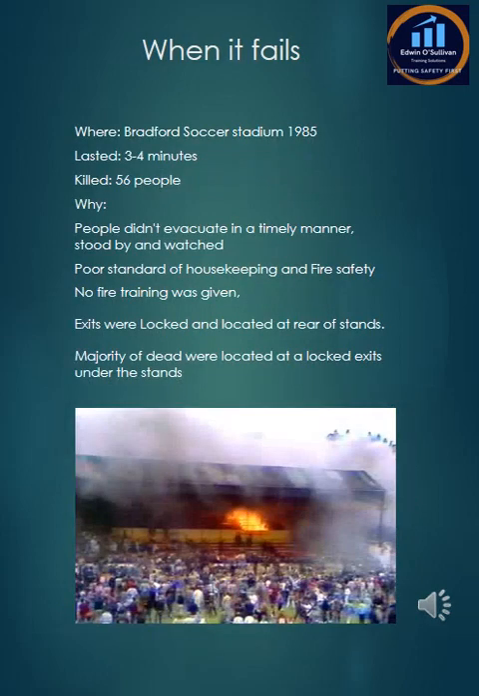Again, this was another major fire that happened in Bradford Soccer Stadium in 1985. The fire itself lasted from 3 to 4 minutes, resulting in 56 people dying. This was a very avoidable fire. It was down to poor housekeeping and fire safety. There was no fire training given to the staff, and exits were locked underneath the stands. Another reason why so many people died in this fire: they didn't take it seriously. They stood around and watched. A lot of people that caught fire during this were on the other end of the stand, more than 100 metres away, which means they stood there for 4 minutes while this fire came towards them.